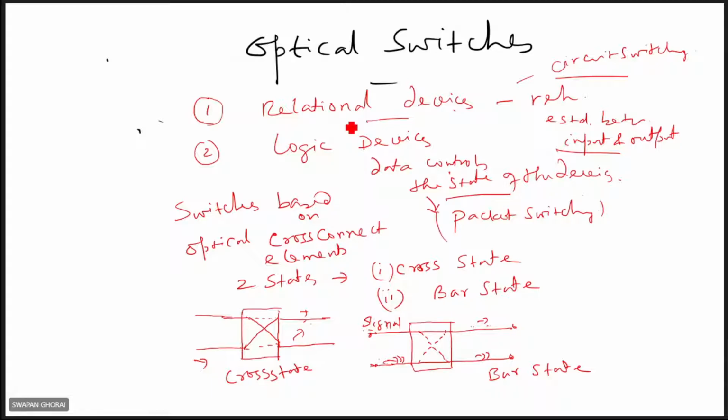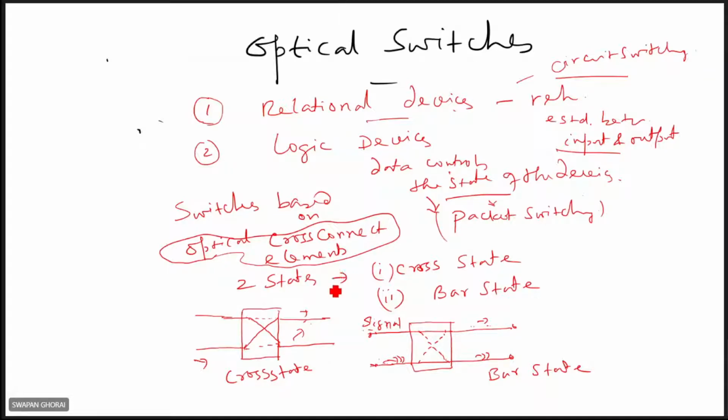One thing is quite clear: relational devices are used for circuit switching, and logic devices are used in packet switching. So let us see some examples of these switches. These switches can be implemented using optical cross-connect elements, which are generally based on optical fibers, and you can see it here.